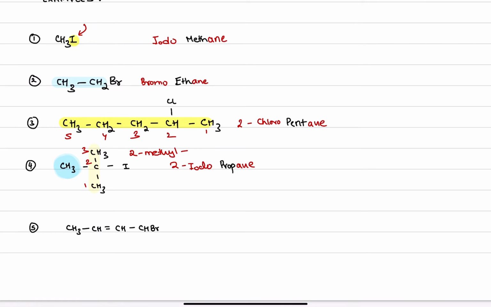So you need to add this part, 2-methyl 2-iodo-propane. Now, I hope this is making sense. This was a particularly difficult example which I included because I want to make you familiar, as we go along, with molecules which will have more than one type of group attached. So let's say you have a halogen here, but you also have an alkyl group here.